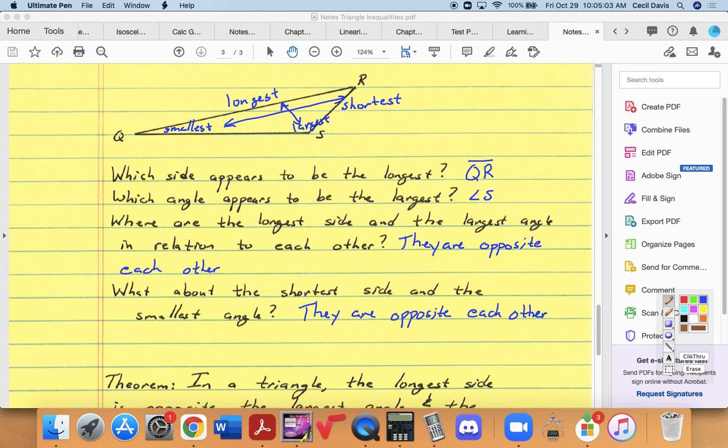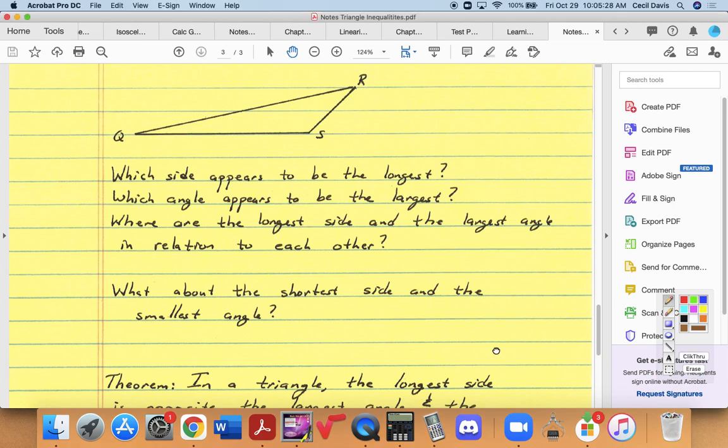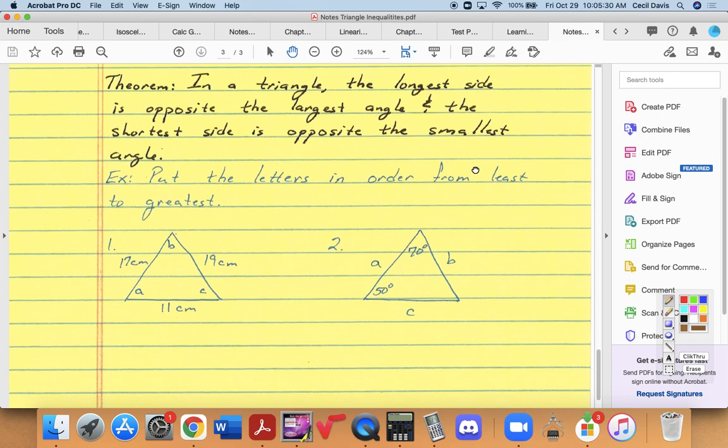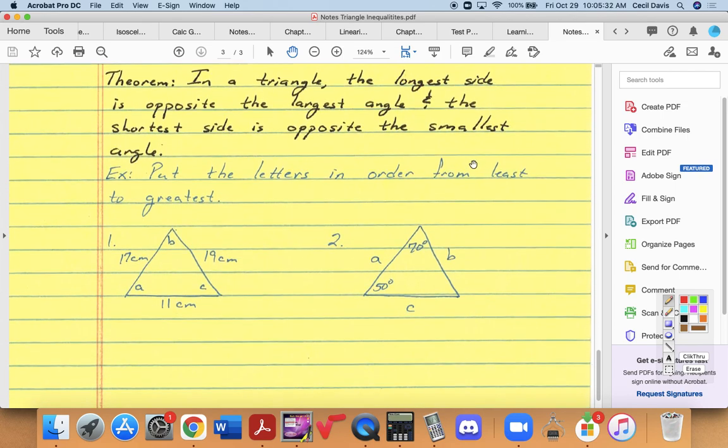So the longest side is opposite the largest angle, and the shortest side is across from the smallest angle. And occasionally I have someone who says, does that mean the mediumist side is across from the mediumist angle? And I'm like, well, yeah, although mediumist is not a word. All right. Again, I didn't prove it, but I think you're convinced.